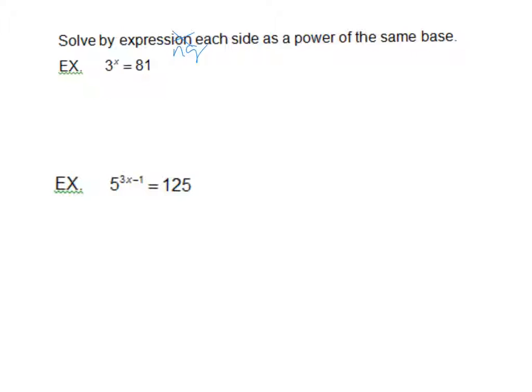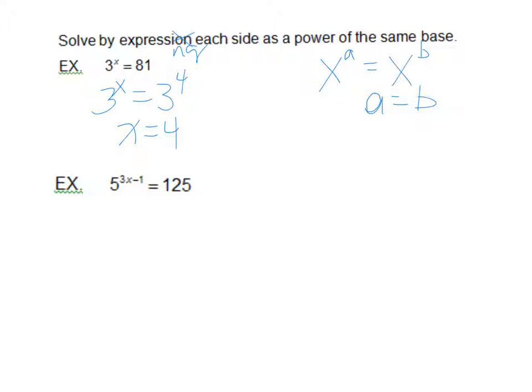So there's a rule that says if you have a number to an exponent and then you have that same number to another exponent and they're equal, if the bases are equal, then the exponents have to be equal. So we're trying to get the bases to be equal. 81 can be written as 3 to the 4th power. So I can write 3 to the x equals 3 to the 4th. And then, since the bases are the same, I can set the exponents equal, so x equals 4.